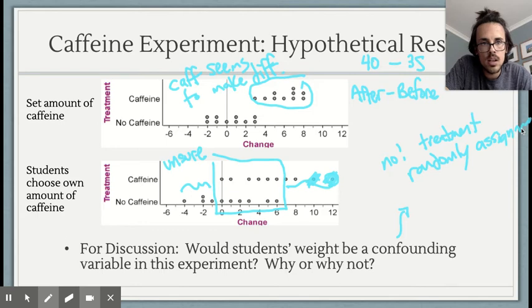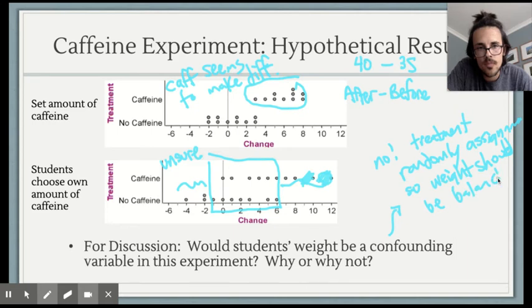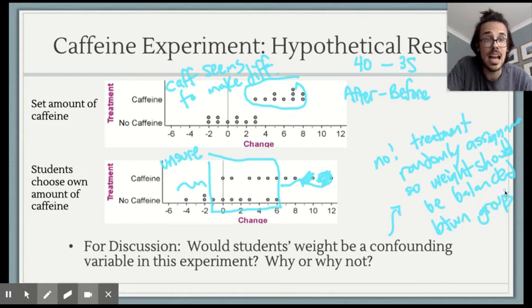I'm off the screen right there, sorry. Treatment was randomly assigned. So weight should be balanced between groups. So if you randomly assign treatments, you avoid that possibility. You kind of sidestep the worry of, oh gosh, which of those variables was it? The groups should be even, except for the caffeine, the thing you actually care about.